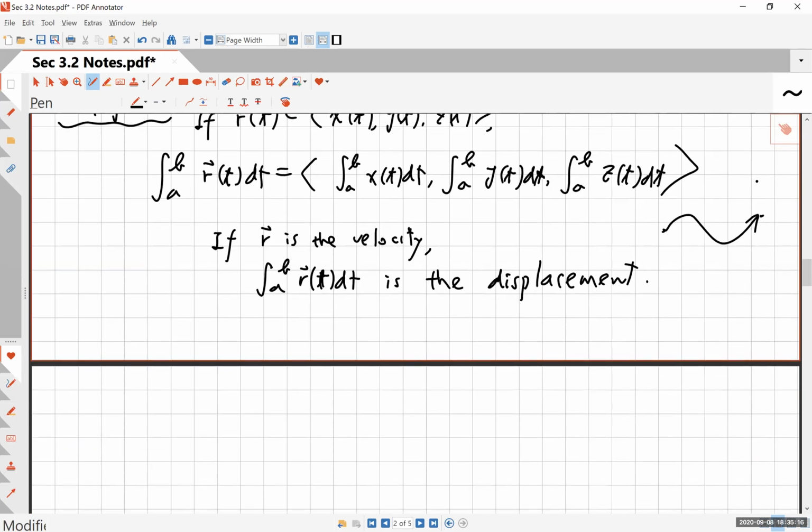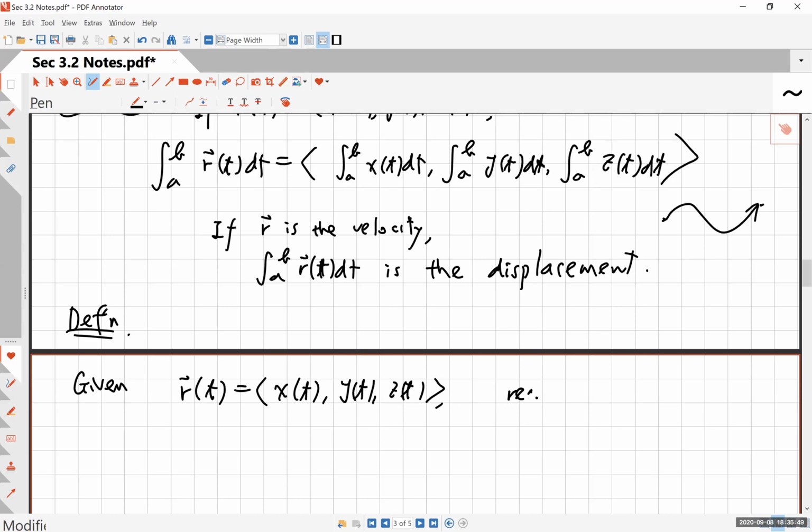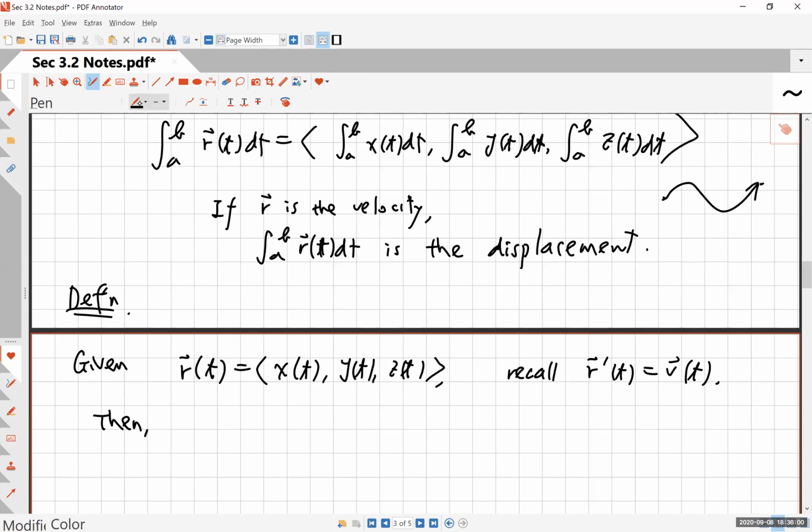All right, so the last thing I need to mention, this is going to be a quick section, as I may have mentioned. It's this thing called the unit tangent vector. Okay, so here's the definition. Given the same vector valued function r of t, which is x, y, z. Okay, this part is also easy. Recall, this r prime of t is the velocity function. Okay, then the unit tangent vector. What do you think this is? It's a tangent vector that's unit length, right?